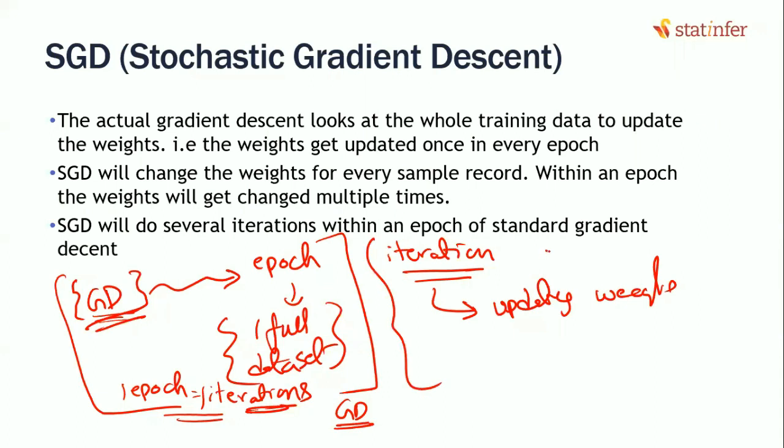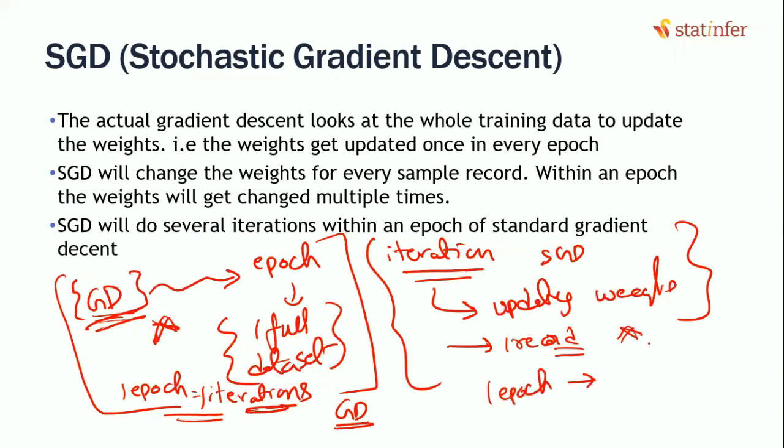Then stochastic gradient descent is proposed. What is stochastic gradient descent? You send one record at a time. Then you do the feed forward and backpropagation. See, this looks like a problem. I think this also looks like a problem, because one epoch will have how many iterations?